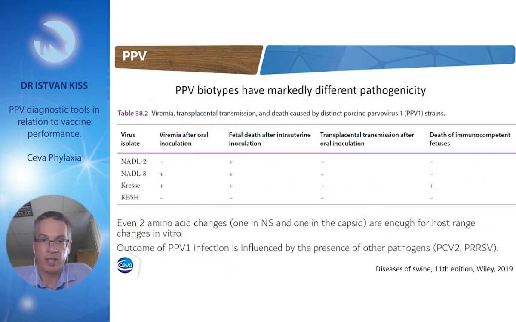They have different biotypes, as is known. If you focus on NADR2 here and the Cressy strain, they are remarkably different in pathogenic capacity, as you can see. And one important thing regarding parvoviruses, and PPV specifically, is that very small changes, 1 or 2 amino acids, can have a dramatic effect on major biological functions like host range or pathogenicity.